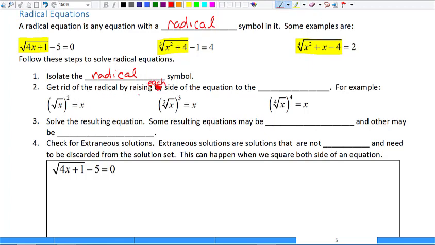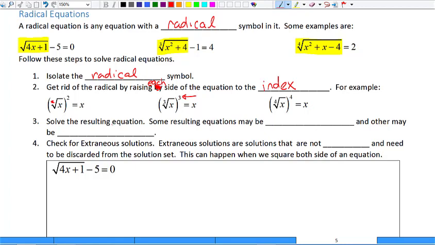Step 2, get rid of the radical by raising each side of the equation to the index. For example, notice this one is a square root. Because we are trying to get rid of the square root, we square both sides so that it comes out of the radical sign. If it's a cube root, then you would cube both sides. If it's a fourth root, you're going to raise both sides to the fourth power so that it comes out and is just the radicand.